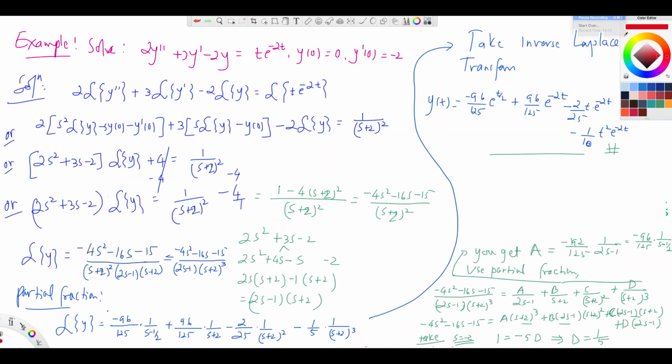Let us see another example. That example has 2y double prime plus 3y prime minus 2y equals t times e to the negative 2t, and y at 0 is 0, y prime at 0 is negative 2, okay? So as usual, you take the Laplace transform of each of the terms, and you plug in the formula of the Laplace transform of the second derivative and of the first derivative.